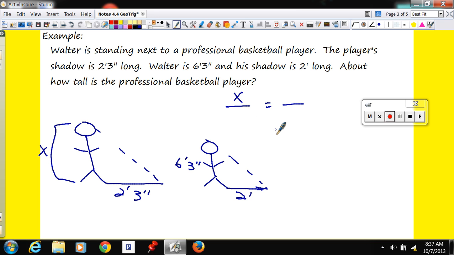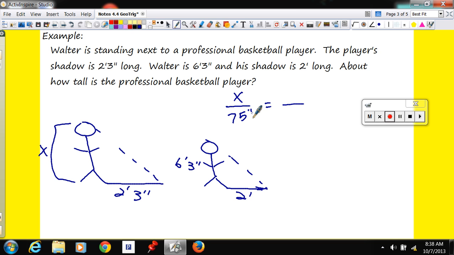You want to do basketball player over basketball shadow? We could. It'll work. Or you could do basketball player over Walter. Basketball player over Walter. Okay, so basketball player over Walter, 6 feet 3 inches. Decimals or inches? Let's keep it inches. So 75 inches.